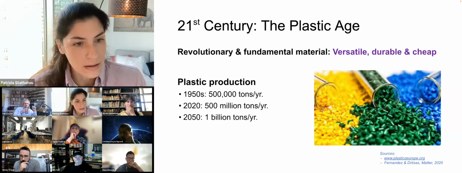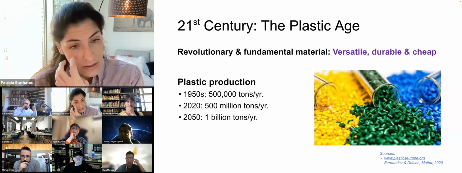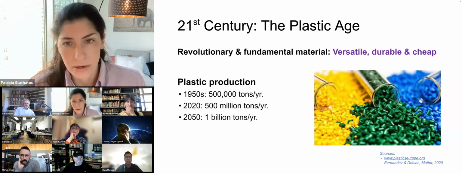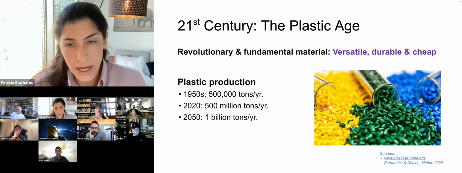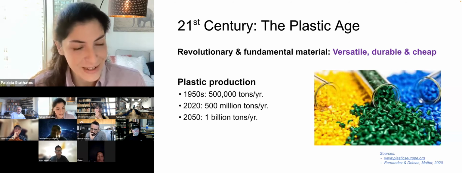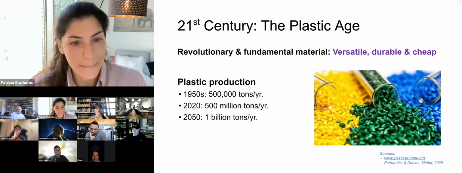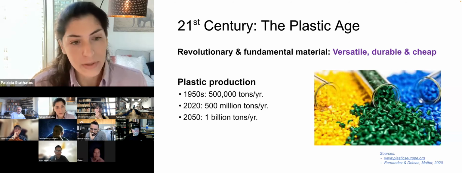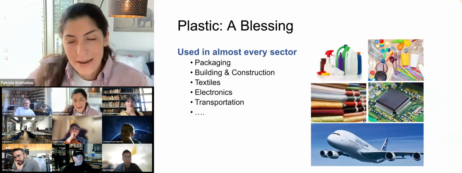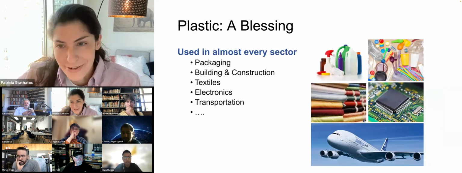And you can see here that plastic production started in the 50s. Back then, half a million tons per year were produced. Today, this number has increased by 1,000 times. We are at 500 million tons per year. And this number is expected to double by 2050. So plastics are a unique invention. It's a blessing of a material.